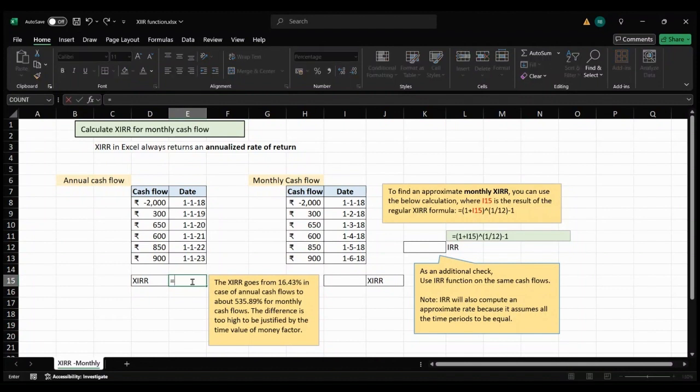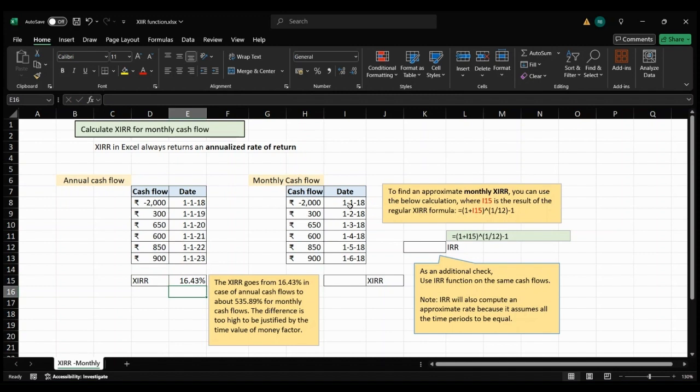Now we'll calculate. Is equal to XIRR, inside the bracket this cash flow value, that full range of cash flow, comma, and dates. So it has returned 16.43 percentage.